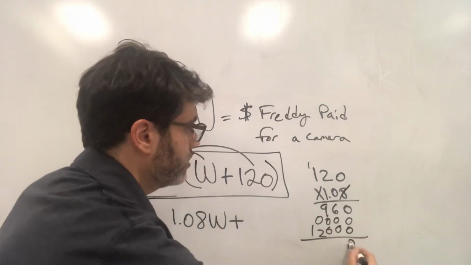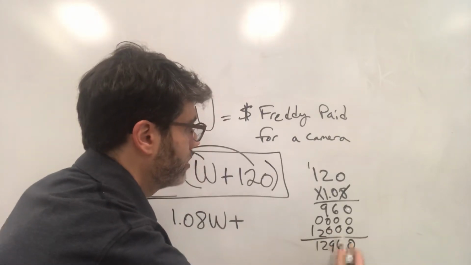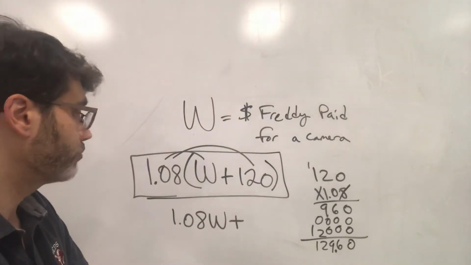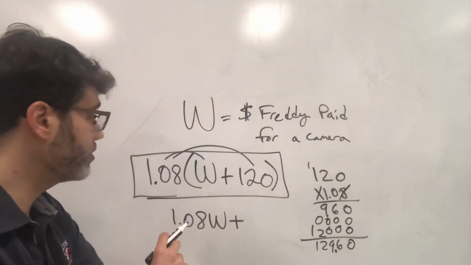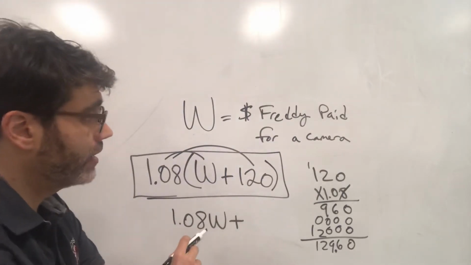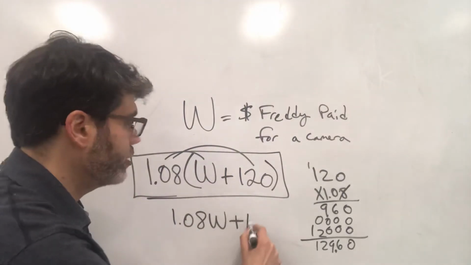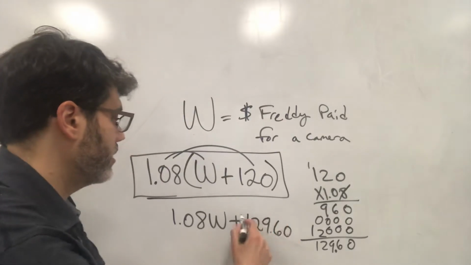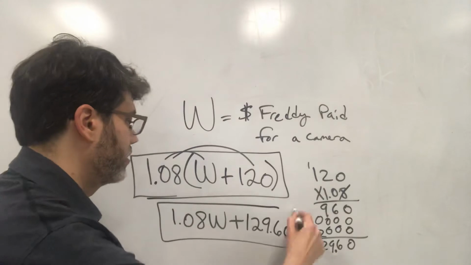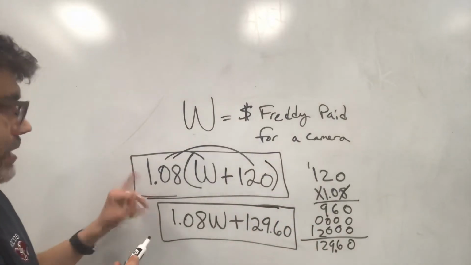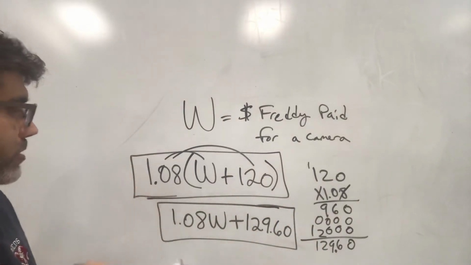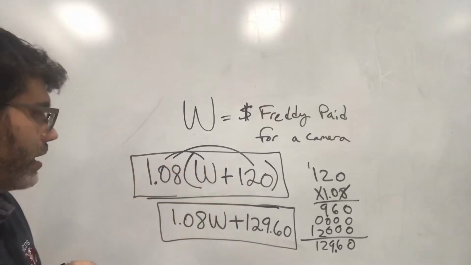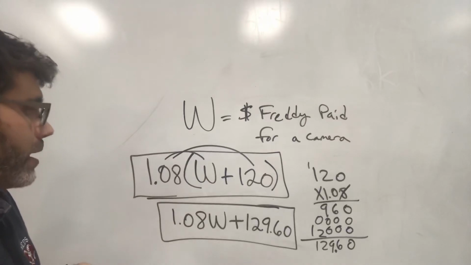Okay, so 1.08 times 120 is $129.60. Okay, so these two are equivalent statements. They are equivalent expressions. So you leave it like this, or you could actually multiply it out. But either way, that's what you would pay.